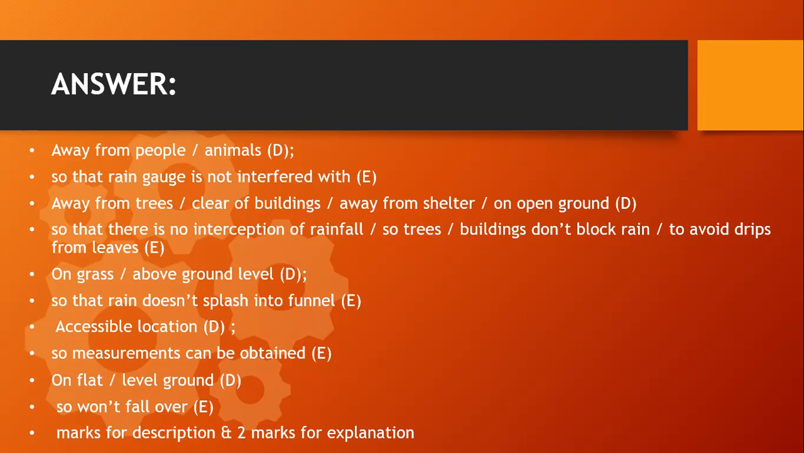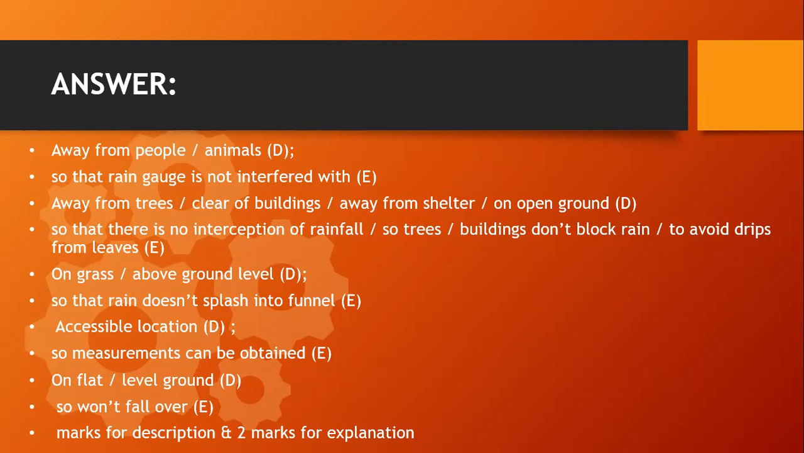Third description of point, it should be on grass above ground level. Explanation for this point, so that rain doesn't splash into the funnel. Next point will be the accessible location. The explanation for this point, so the measurement can be obtained. And the last point, it should be on flat or level ground. And the explanation for this point would be so it would not fall over.